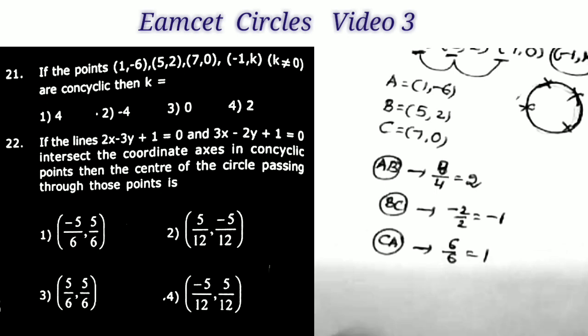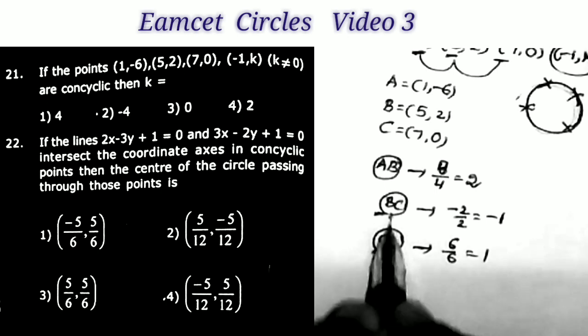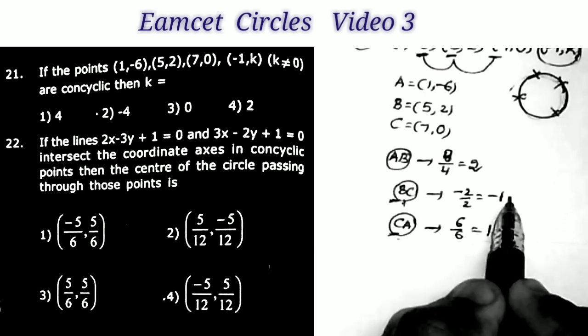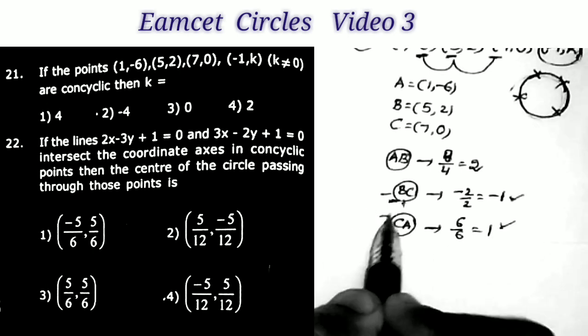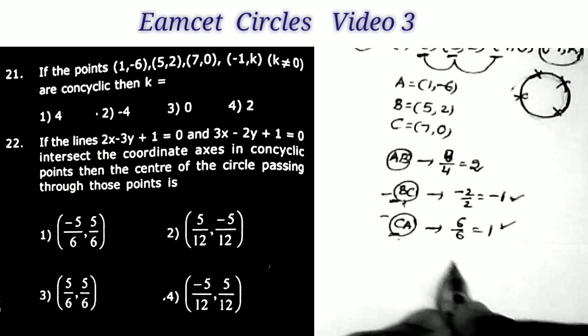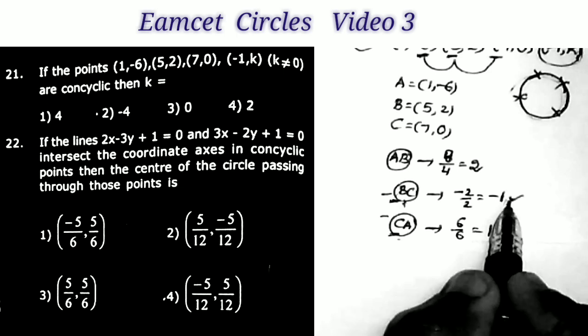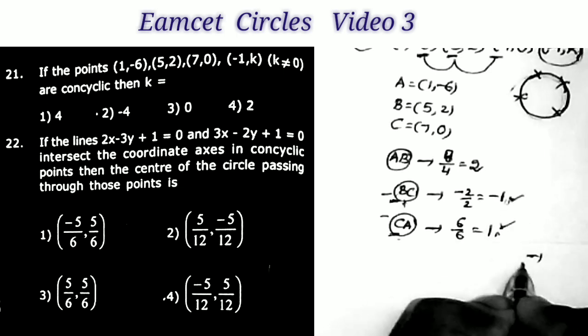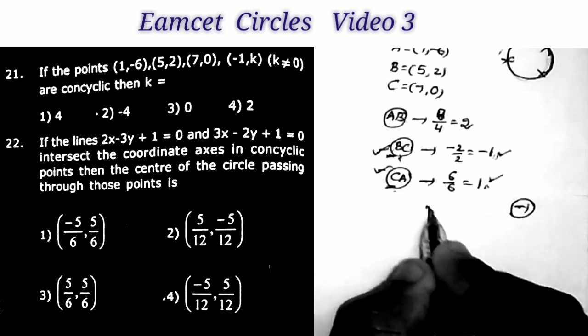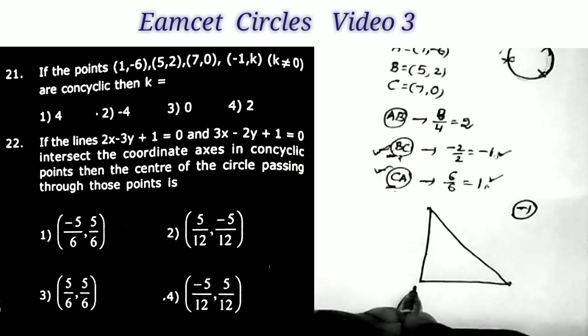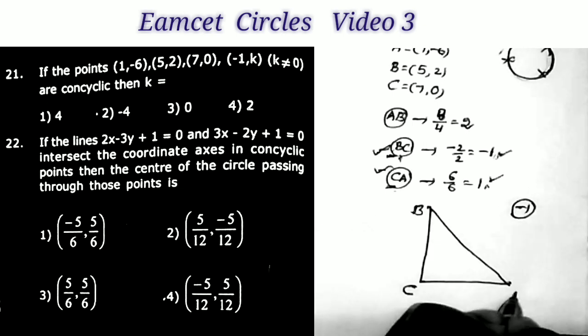So clearly here BC and CA are perpendicular to each other. Clearly the product of the slopes is equal to minus 1, meaning the lines BC and CA are perpendicular to each other. Here what is m1 into m2? 1 into minus 1 is equal to minus 1. So these two lines are perpendicular to each other. What is the common point here? This is C and these 2 points are A and B.